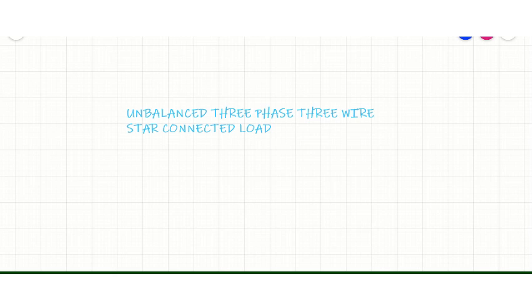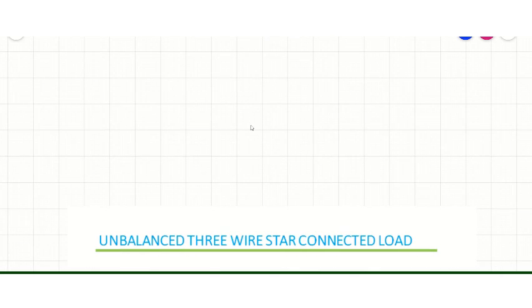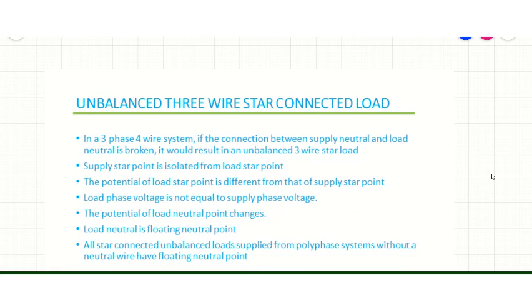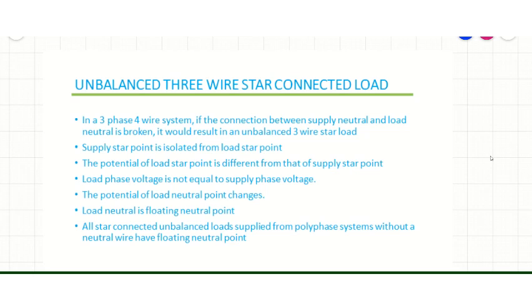Dear students, this session is regarding unbalanced three-phase, three-wire star connected loads. In a three-phase, four-wire system, if the connection between supply neutral and load neutral is broken, it would result in an unbalanced three-wire star load. The supply star point is isolated from the load star point.